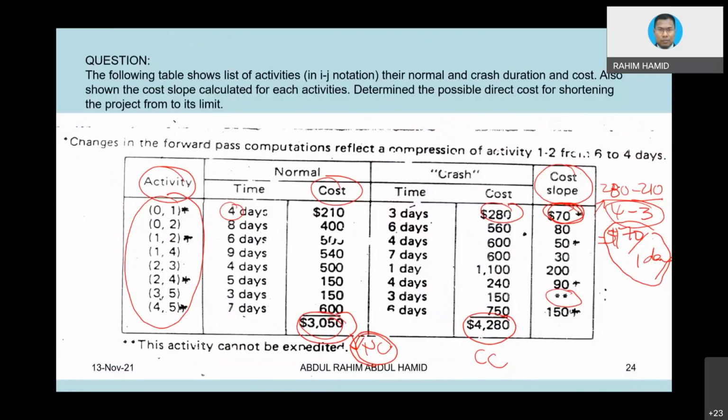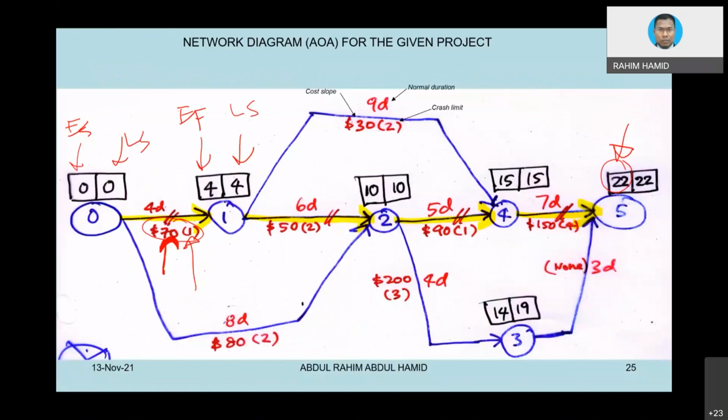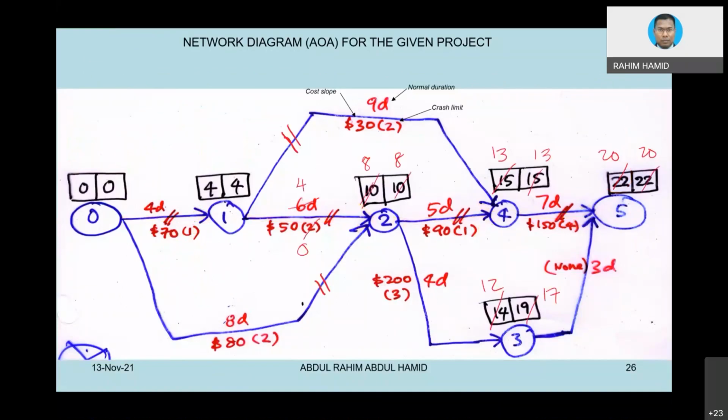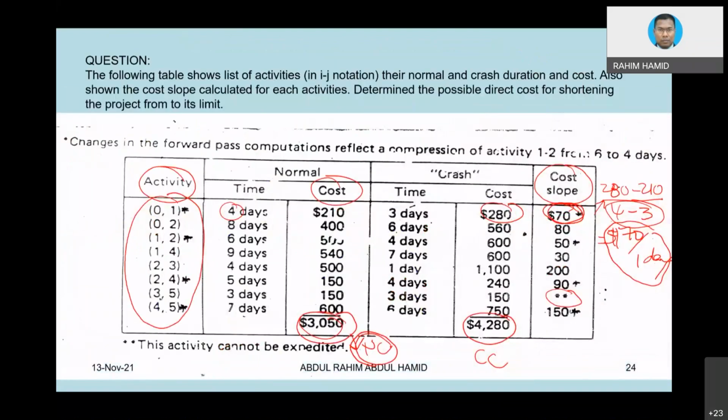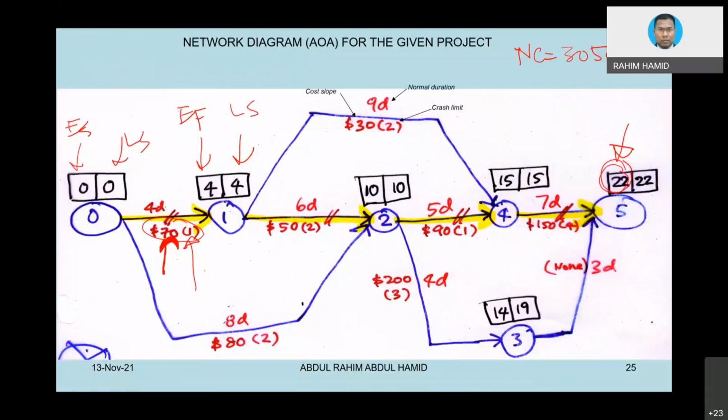So we need to put all the information there, because when we want to compress a project, we need to refer to this. Okay, that is the first thing. First, you need to establish this. Then we can go for the next step. Let's say, remember our original normal cost, which is 3050, and normal duration, which is equivalent to 22 days.